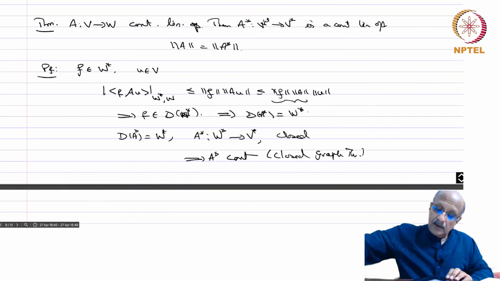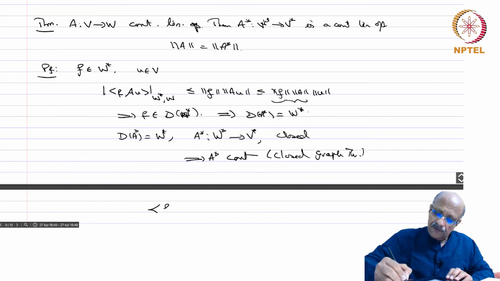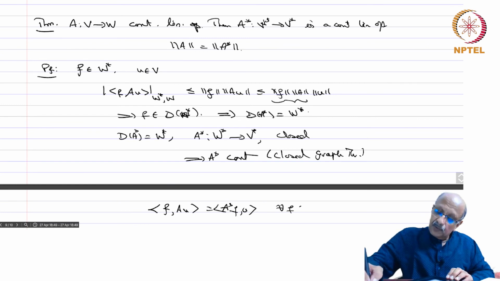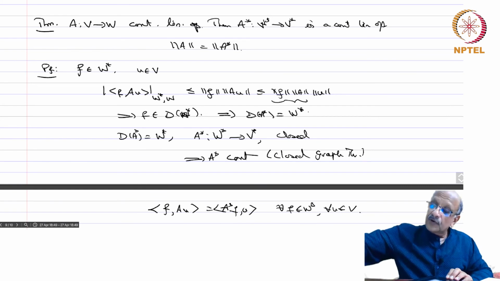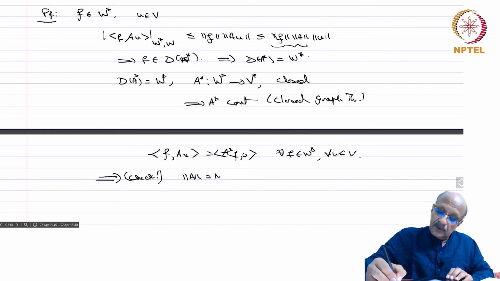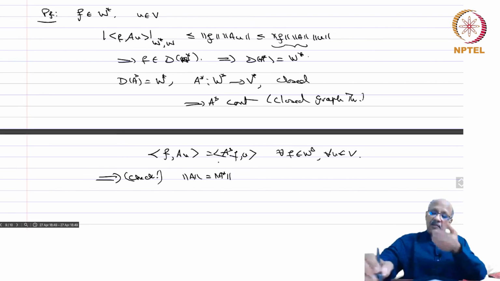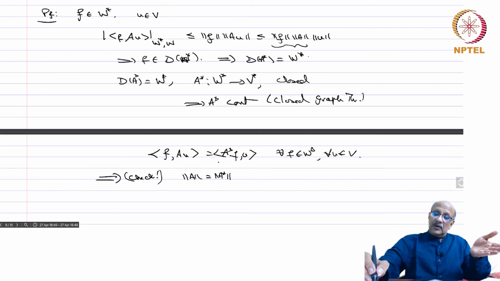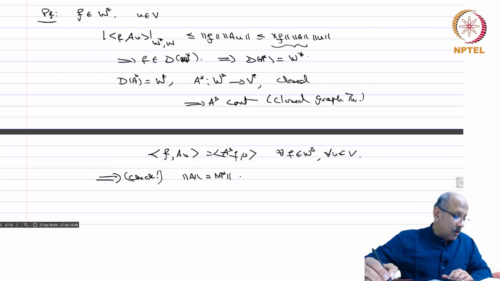Okay, and so you have f(Au) equals A* f(u) for all f in W*, for all u in V, and therefore, check, a very simple exercise, that norm A equals norm A*. You just use this, take the modulus on either side and then take the inequalities, and you will get norm A less than or equal to norm A* and norm A* less than or equal to norm A. Okay.